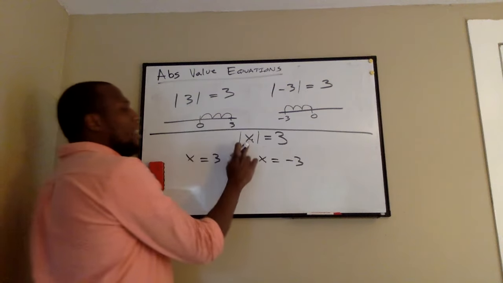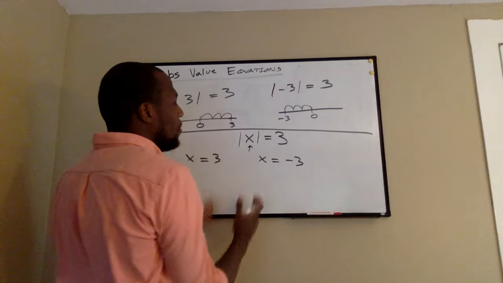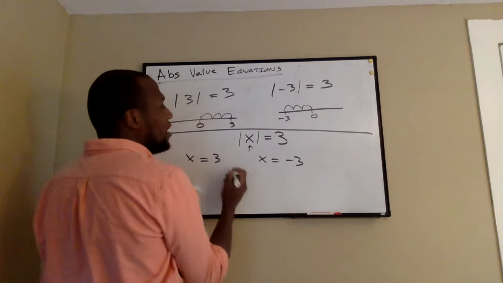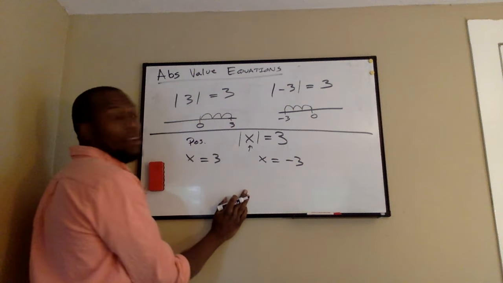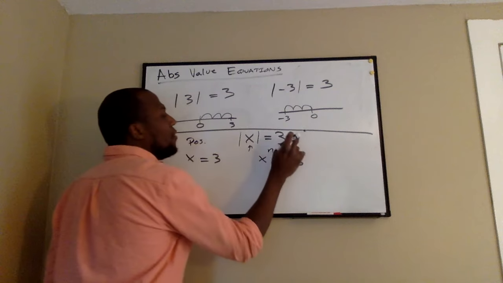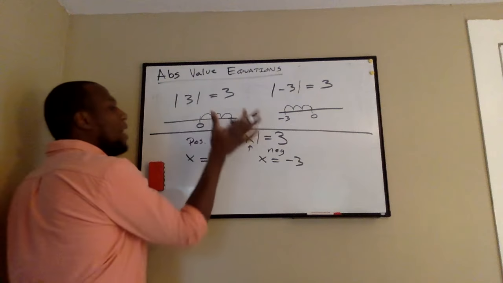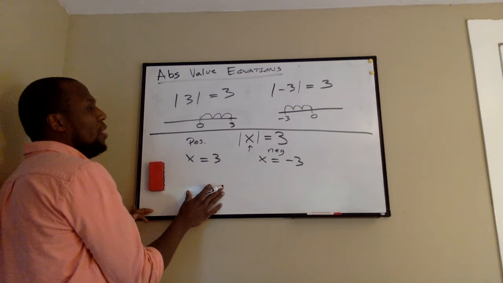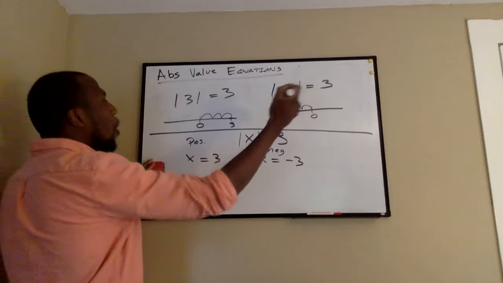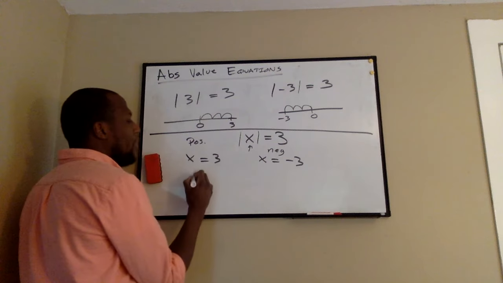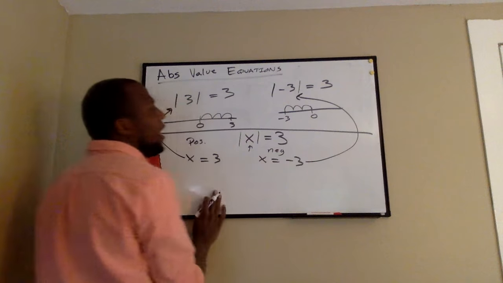We have to make sure that the expression on the inside of the absolute value is equal to both the positive of the expression on the right side and the negative of the expression on the right side. So we have to set it equal to both the positive and the negative as well. Just want to follow up on that. This works because that's true. This works because that's true.